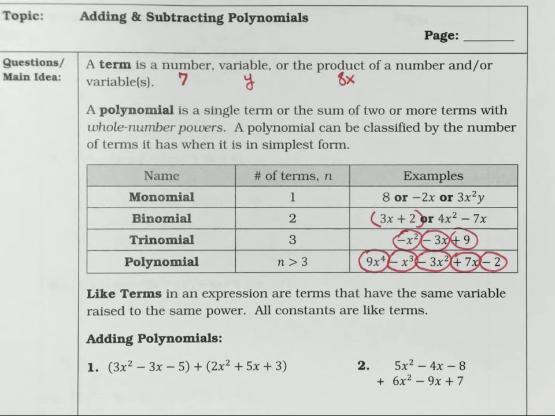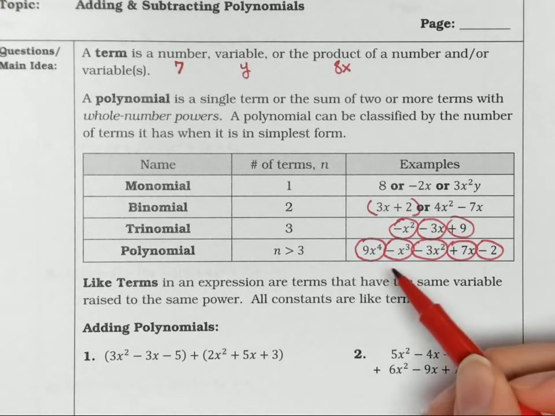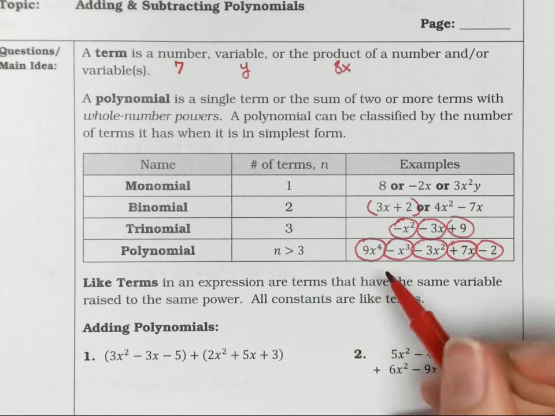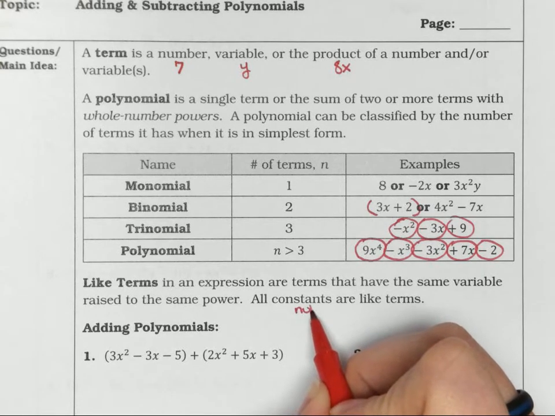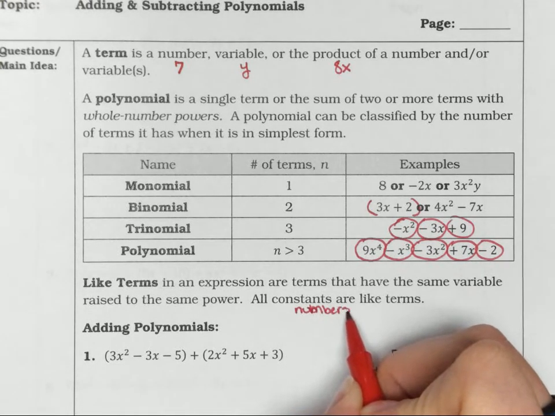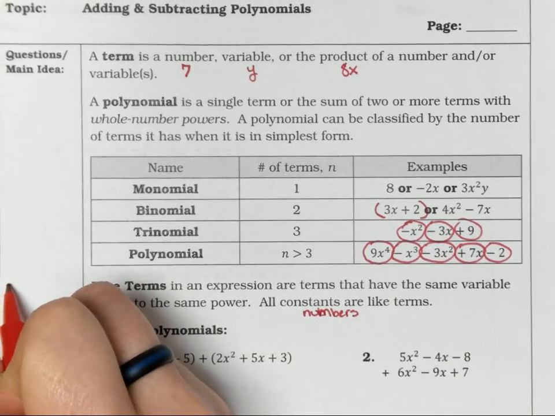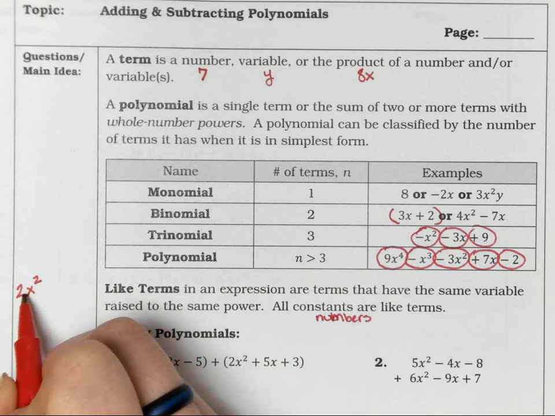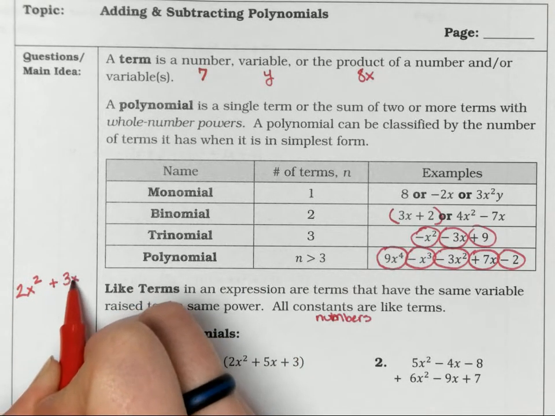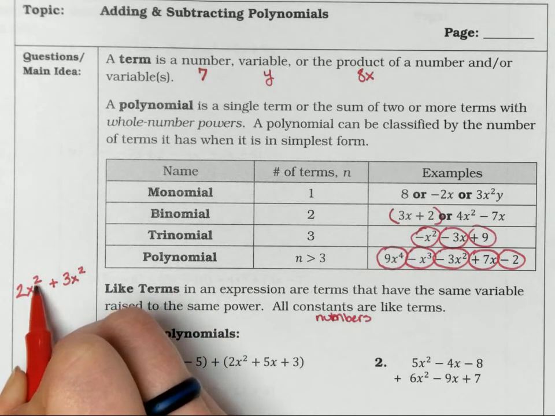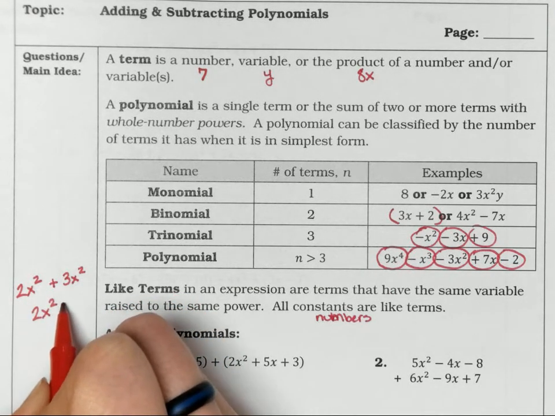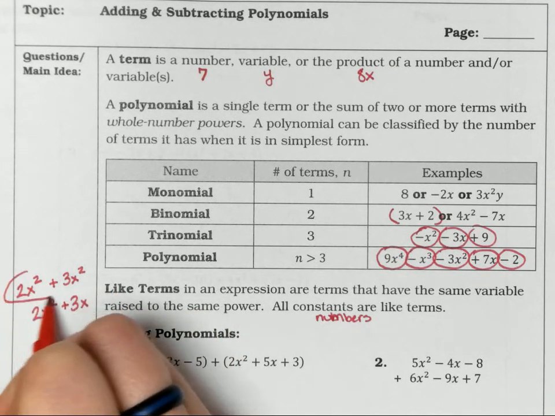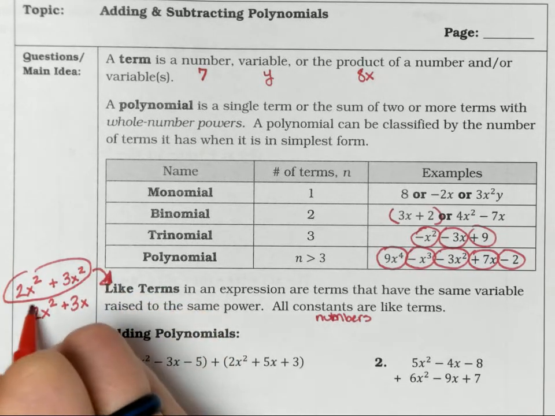Okay. Now, like terms have the same variable raised to the same exponent. And all of your constants, meaning all of just your numbers, are like terms. So when I say 2x squared, the only thing like another like term would be 3x squared, because they have the same variable raised to the same power. But if I say 2x squared and 3x, those are not like terms. Okay? So these ones are like terms, these ones are not.